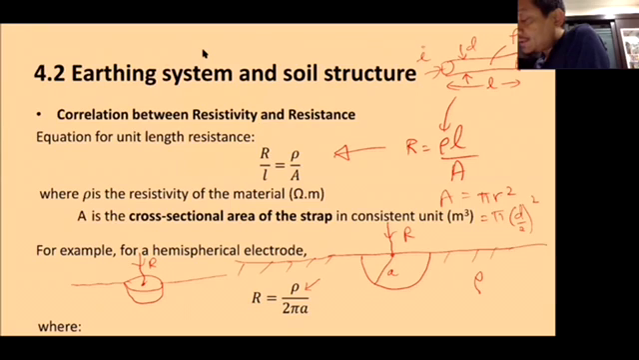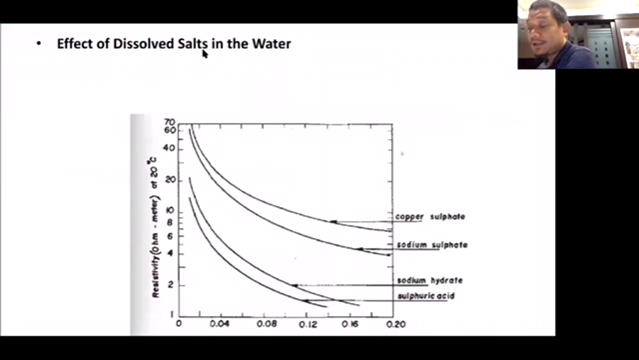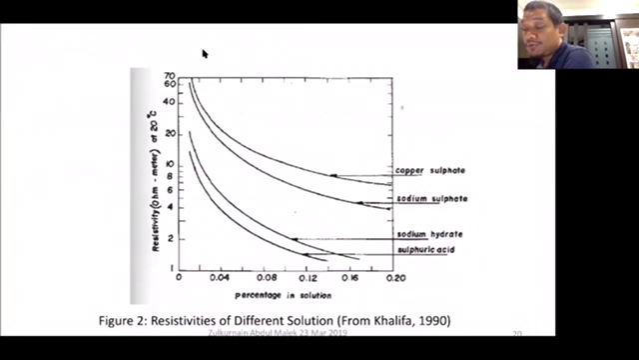And as you can see, the soil is massive. This is rho of the whole soil, assuming it's uniform. So from this simple structure, R for this hemisphere is rho over 2 pi A, and A is the radius of the hemisphere. Okay, as you can see here, the amount of salt improves the soil resistivity. So again, we are talking about our hemisphere electrode just now.